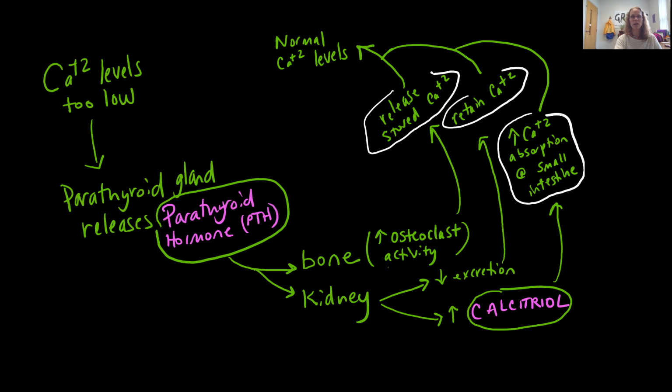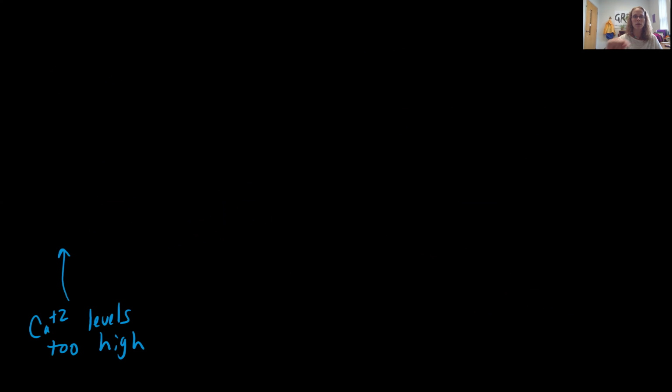Okay, so let's look at the flip side. Now this was the bottom half of our figure eight. So now let's look at the top half of our figure eight. What's going to happen when our calcium levels are too high? Again, I'm going to draw mine so it makes that top circle of the 8. If you are more comfortable making linear notes, go with that. That's fine.